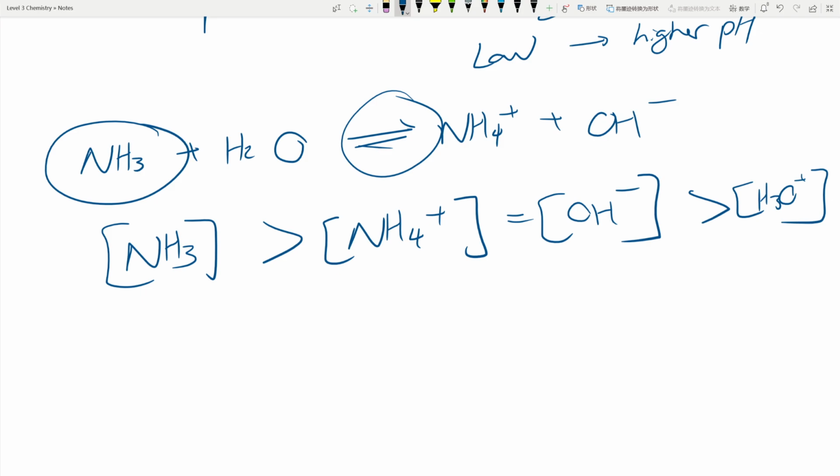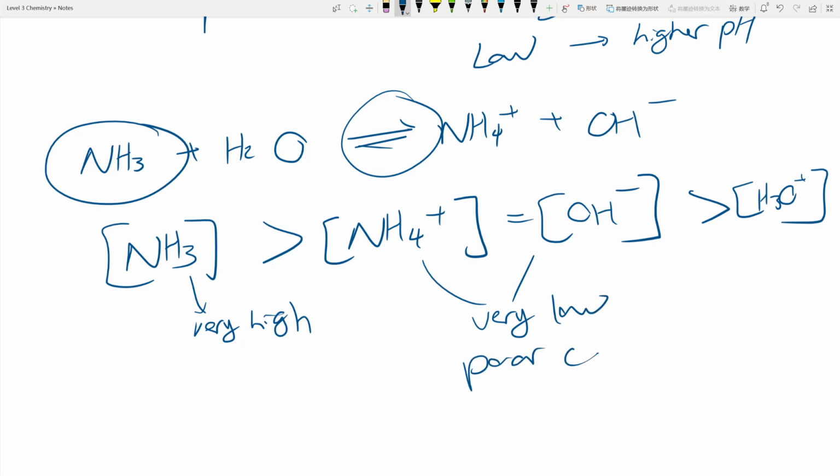Okay, so same reason, this is most abundant, very high concentration, because you have very partial dissociation. This is very low, therefore poor conductor of electricity, and because that's very low, that means you have a lower pH. Okay, then your strong base.